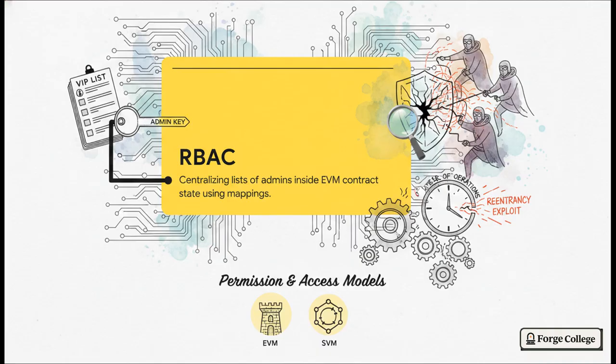But think back to our previous lessons on reentrancy. If a privileged function makes an external call before updating this centralized state, an attacker can absolutely exploit that transient state. Because RBAC in the EVM is so centralized, your exact order of operations is absolutely critical.